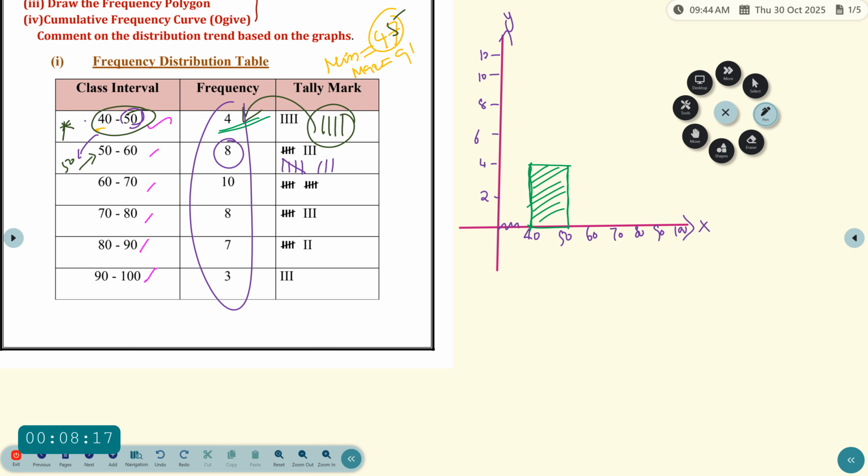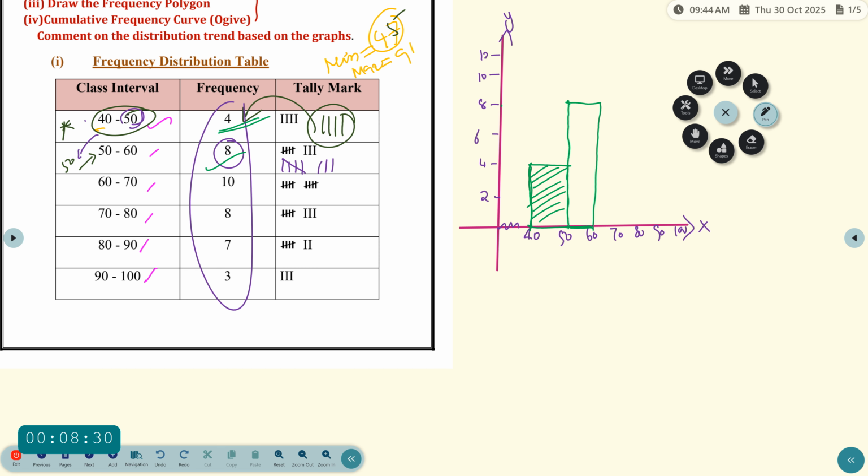Then 50 to 60. What is the value for 50 to 60? It is 8. Corresponding to 8, draw one rectangular box. This is our next value. Likewise 60 to 70 is 10, so extend the rectangular box for 60 to 70. Then 70 to 80, 80 to 90, and 90 to 100. So draw the histogram like this.